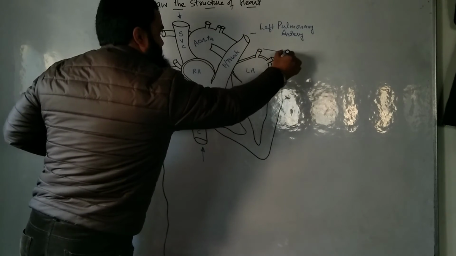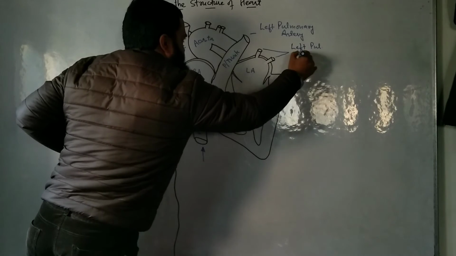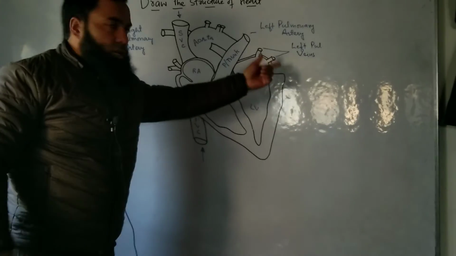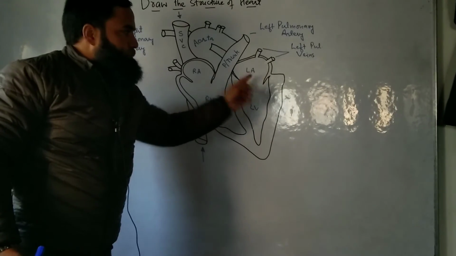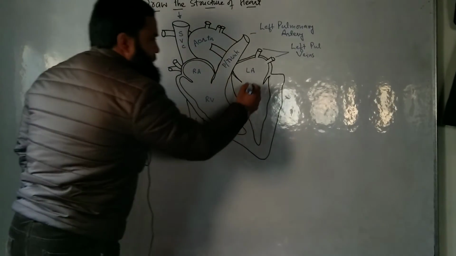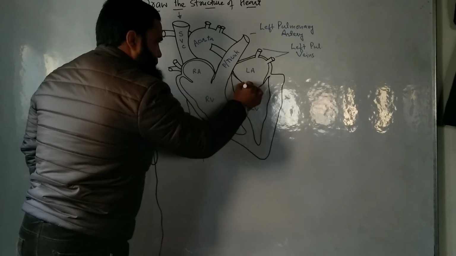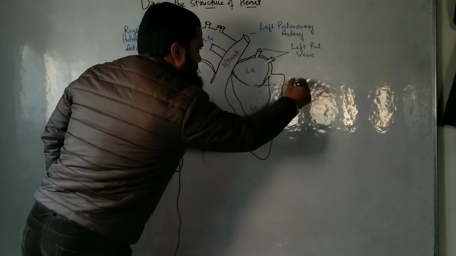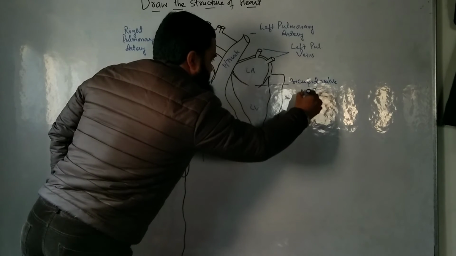And these two are called the left pulmonary veins. Receives oxygenated blood from the left lung, and then that very blood goes inside the left atrium. From left atrium, blood goes into the left ventricle through valve called bicuspid valve. Here this red marker indicates the bicuspid valve. This also called the mitral valve.